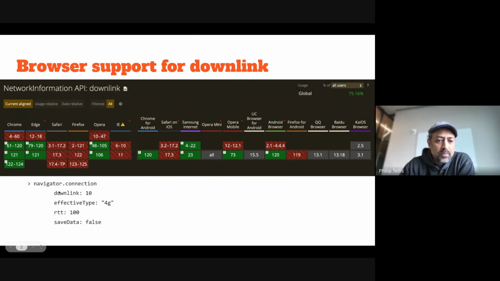And this is kind of what the API looks like when you call navigator.connection. You get downlink, which is in megabits per second with a granularity of 25 kilobits per second. Effective type, which can be 4G, 3G, 2G, or slow 2G. RTT, which can be anything from 50 milliseconds to 3,000 milliseconds. The cap on downlink and RTT are both to prevent fingerprinting.